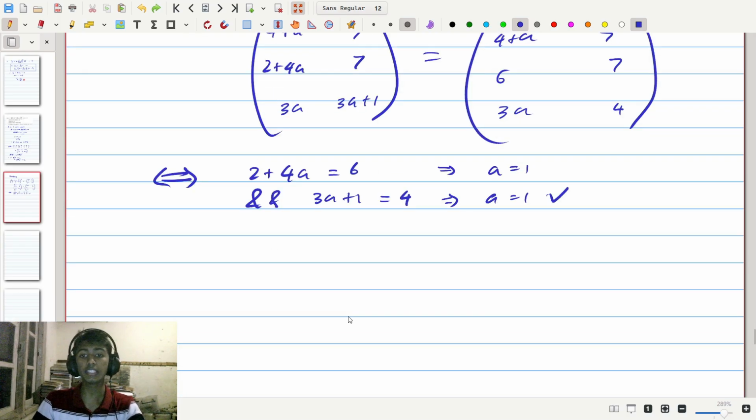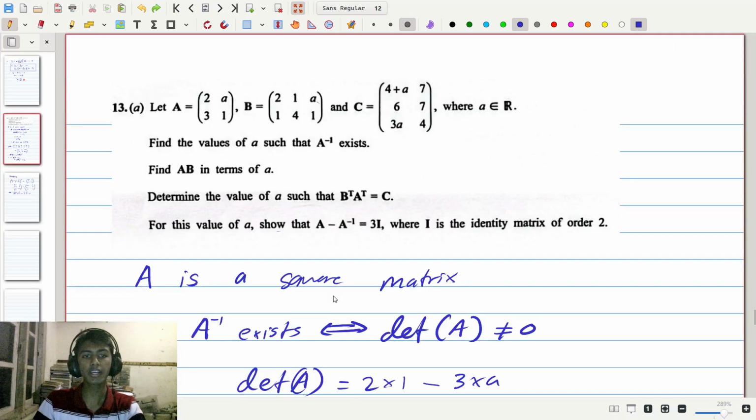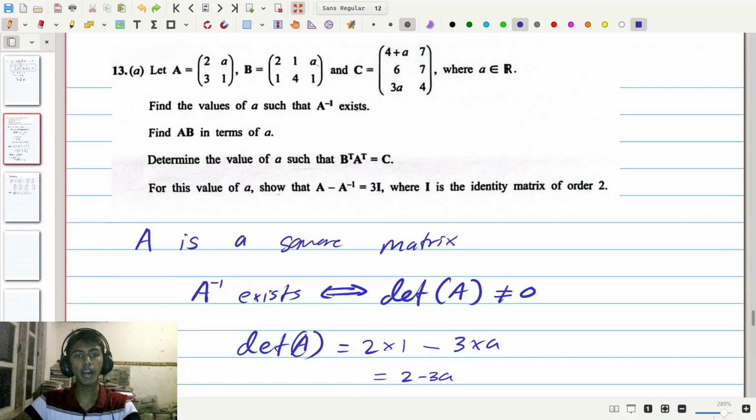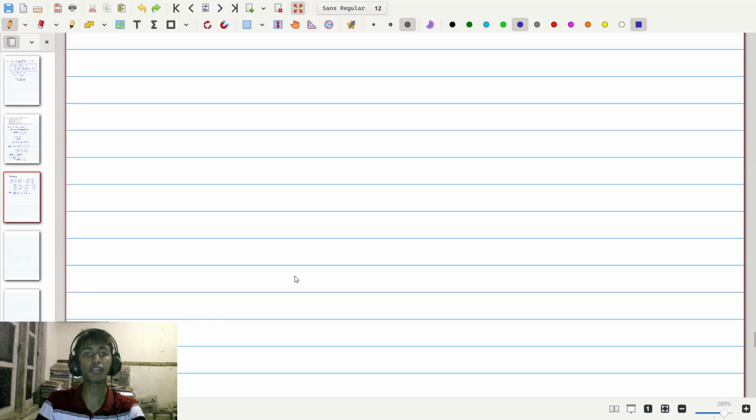So now we can see that A must be equal to 1. Now, if we go up and consider what they've asked us to do, they've asked us, after finding the value of A, to show that for this value of A, the matrix A minus A inverse is equal to 3 times the identity matrix. So for this, we need to first find A inverse, since we haven't found it yet.